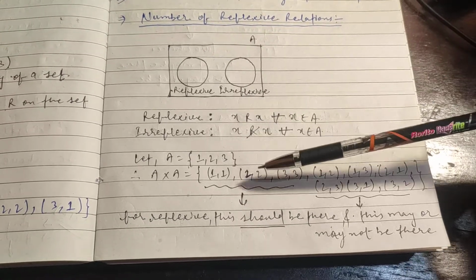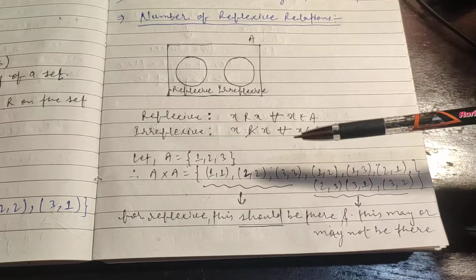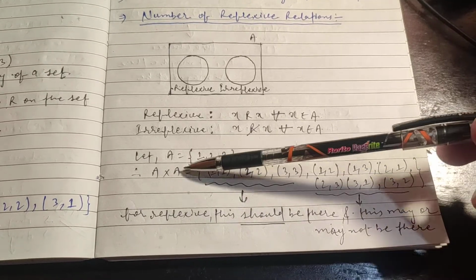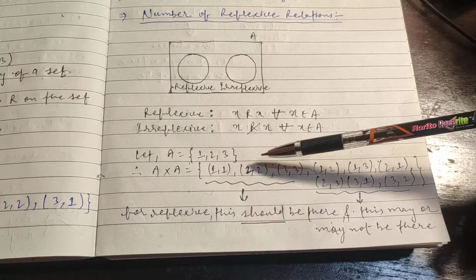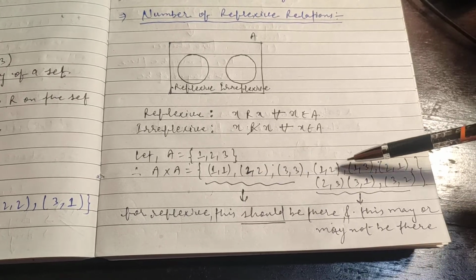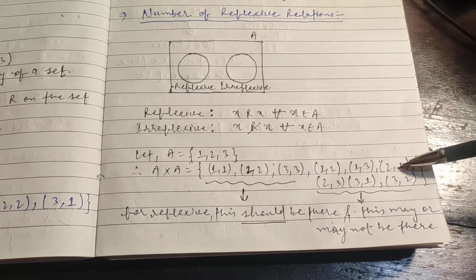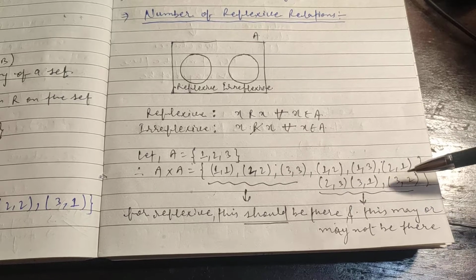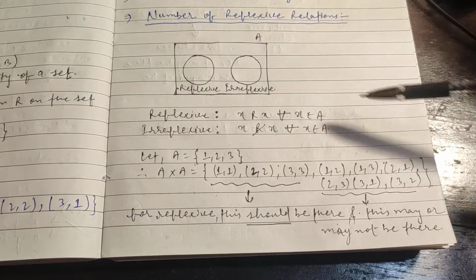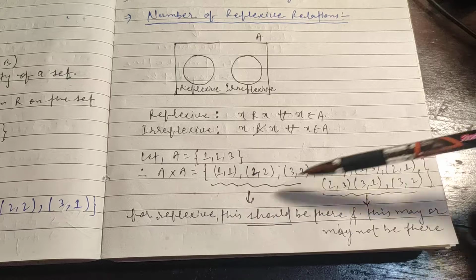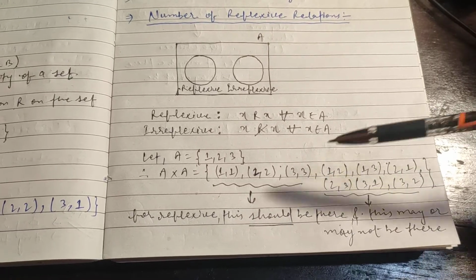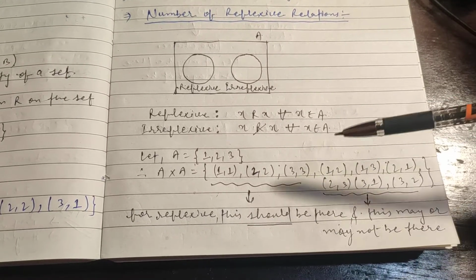So let's assume we have a set A of 1 to 3. We can write A cross A as 1 comma 1, 2 comma 2, 3 comma 3, 1 comma 2, 1 comma 3, 2 comma 1, 2 comma 3, 3 comma 1, 3 comma 2. So these are all the pairs we will get after A cross A. Basically we will get n squared pairs.